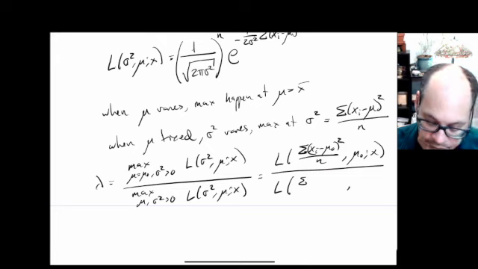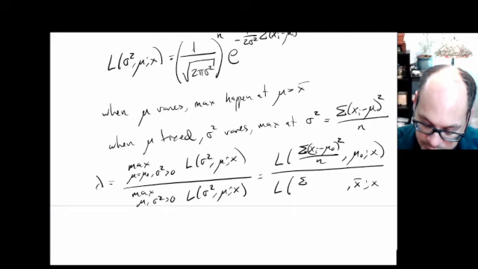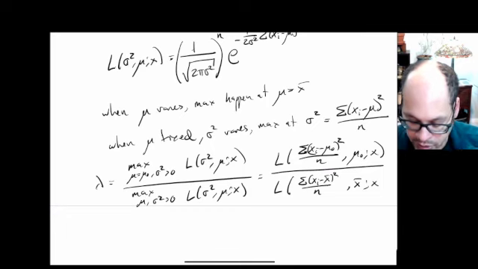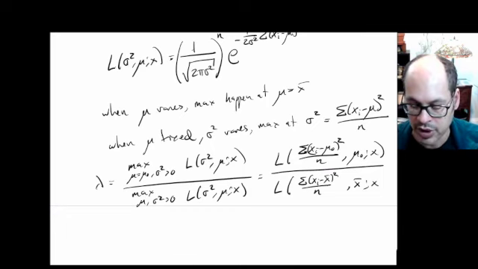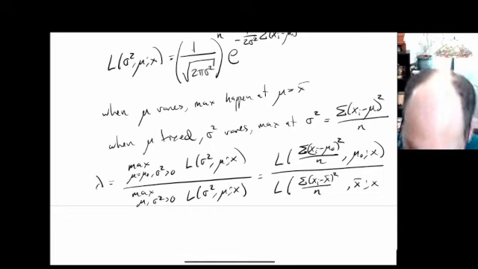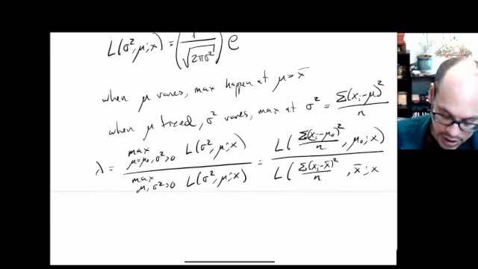And on the bottom, the mu is the x bar, and so we get xi minus x bar over n. And I guess this is really what we had for the MLE estimator for the variance.